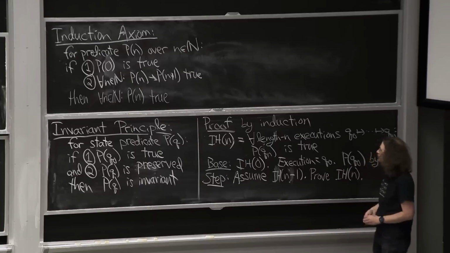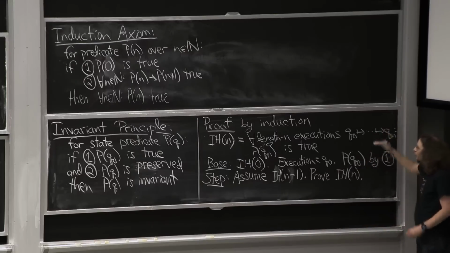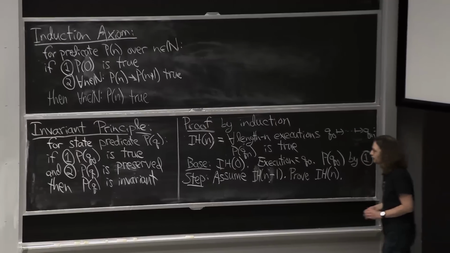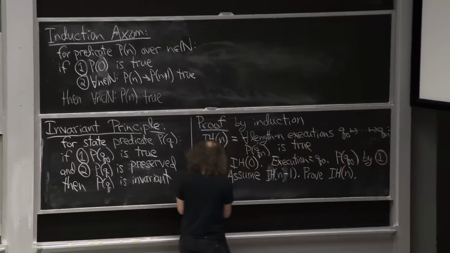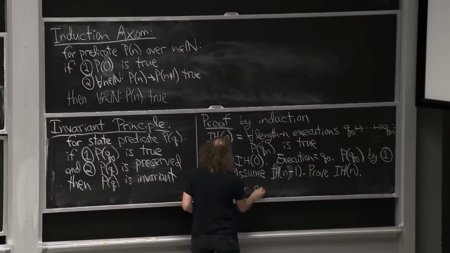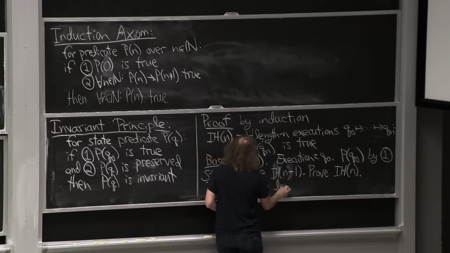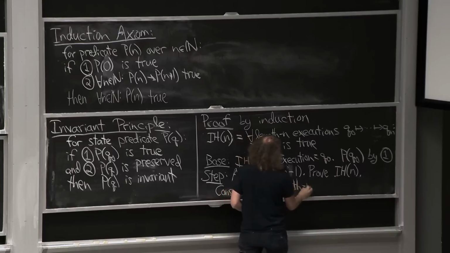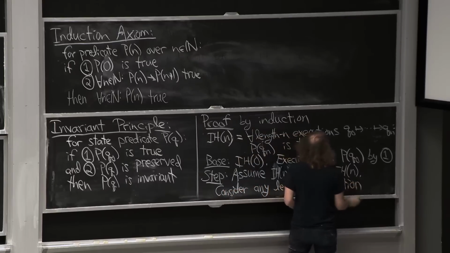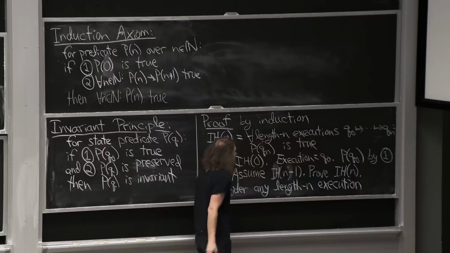What does it mean to prove IH of n? It says, well, for all length n executions, P of Qn is true. So how do we prove a for all? We just take an arbitrary thing in the quantifier. So consider any length n execution, and then we need to prove the property we want, which is P of Qn.